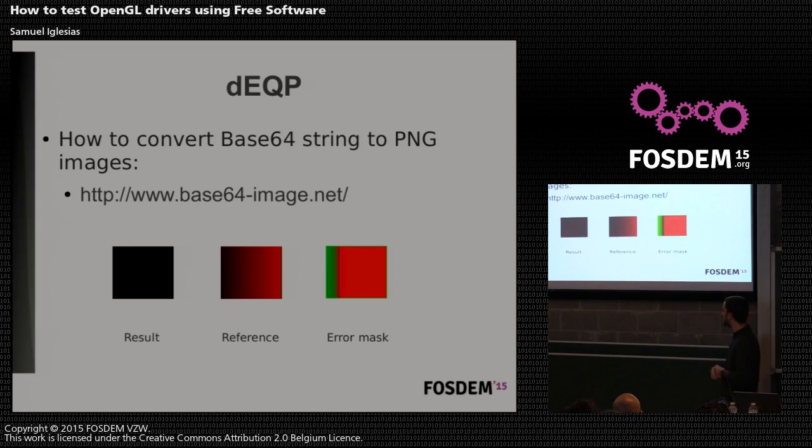The first one is the result of the test. The second is the reference, which is a gradient color between black and red. And then the error mask shows you the differences. If it's green, it's fine. If it's red, it's bad. Sometimes you only look at the error mask because the differences between two images are very subtle, maybe a few pixels, and looking at them is sometimes very hard. So the error mask is very useful for those cases.